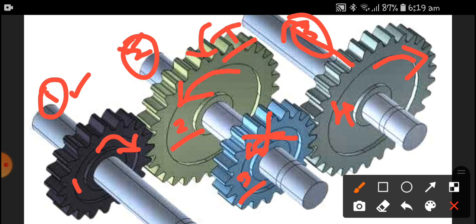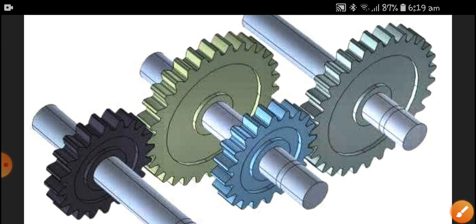For your information, whenever an even number of gears are mounted as a gear train, the input and output shafts are in the opposite direction. When there is an odd number of gears, for this simple gear train, the driver and driven are in the same direction.